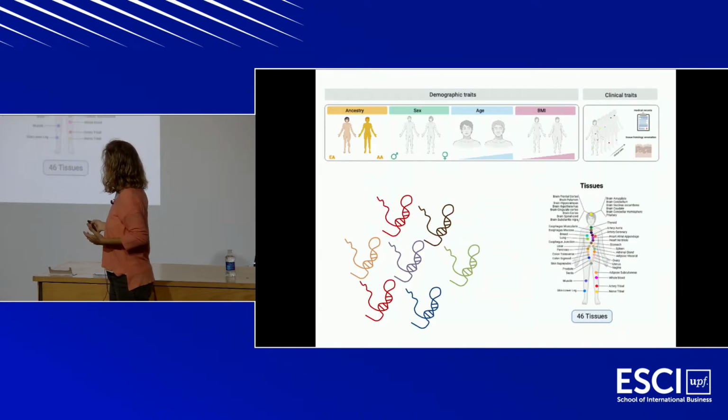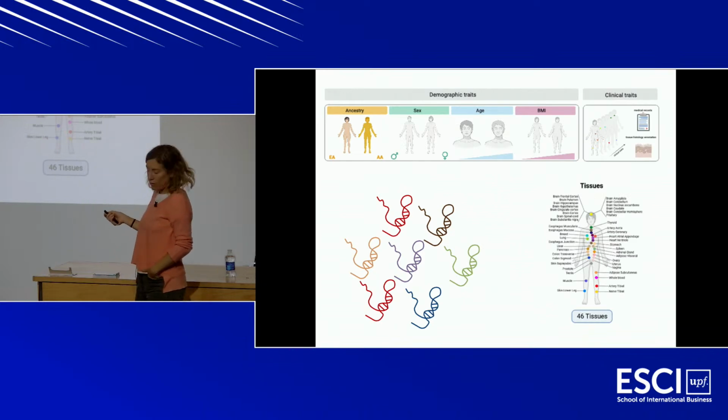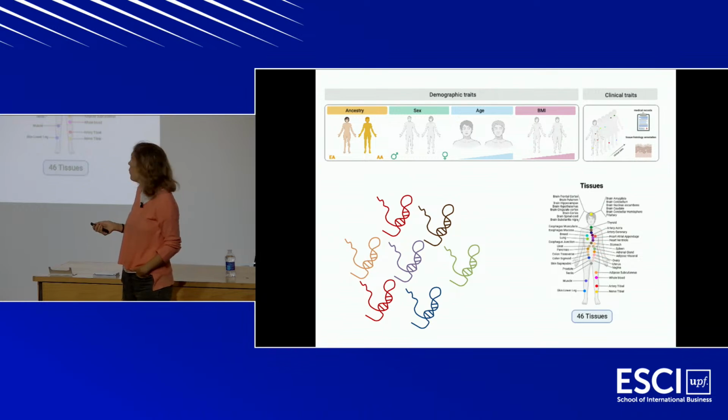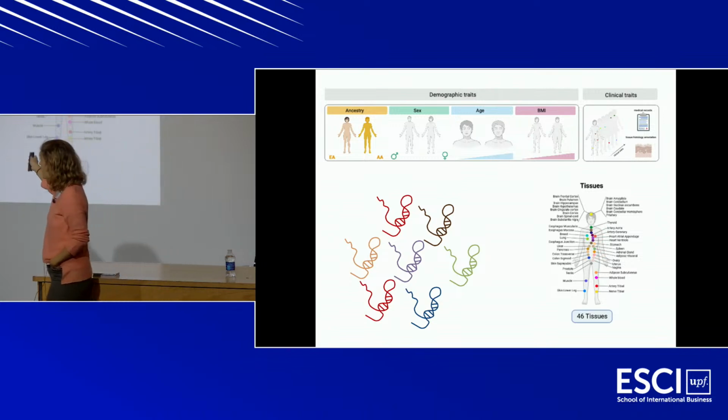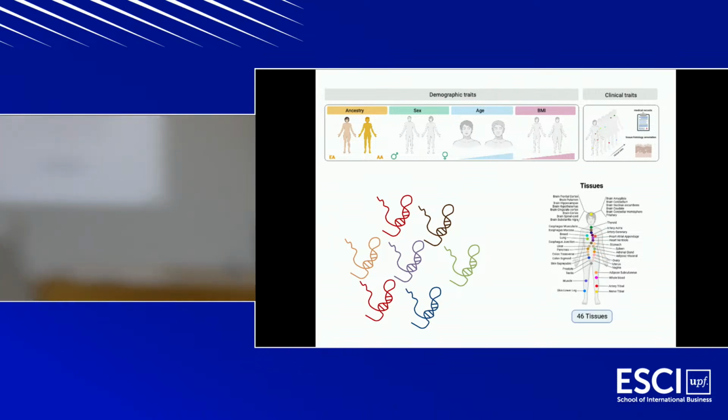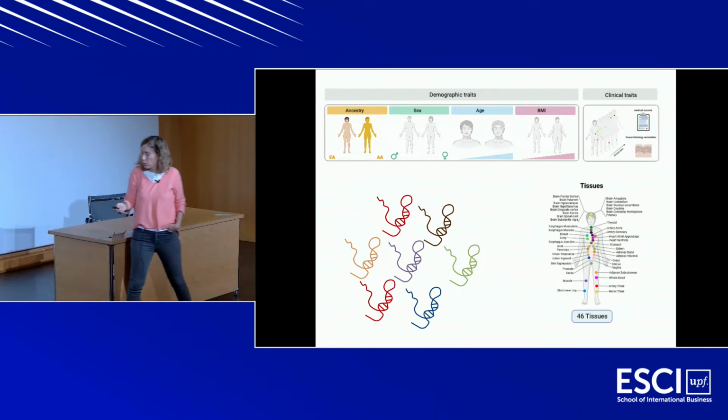So the study that I'm going to be talking about is going to be looking at genetic ancestry, sex, age, body mass index, which is a proxy for weight, and clinical traits. It focuses on looking at different types of RNAs, so the transcriptome, in a variety of tissues.